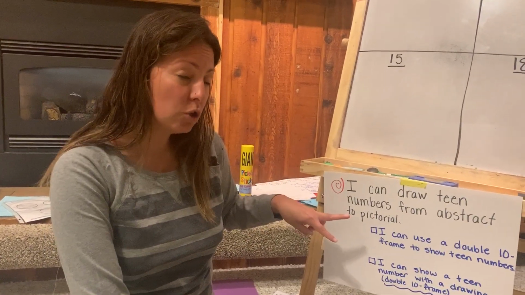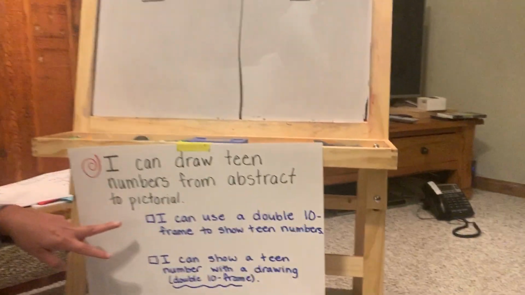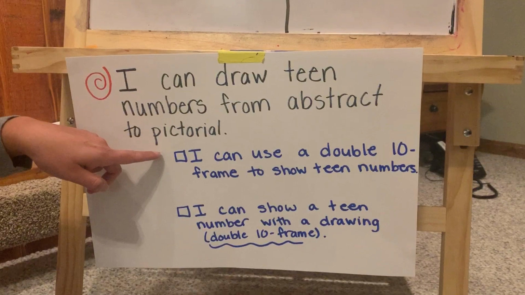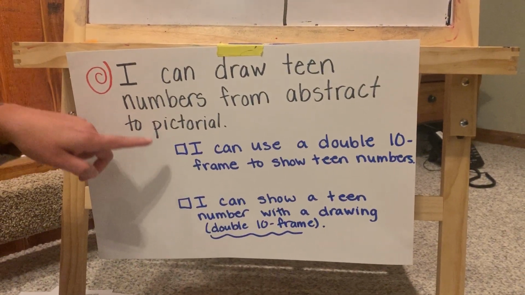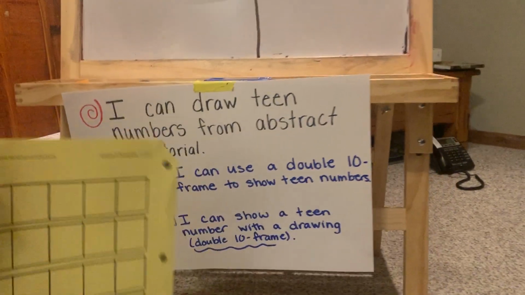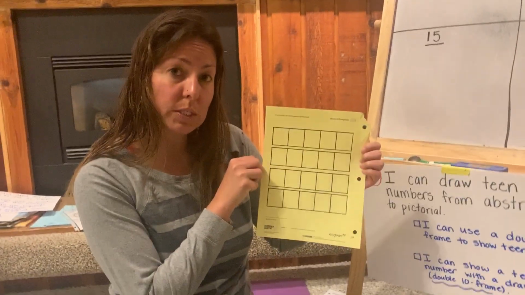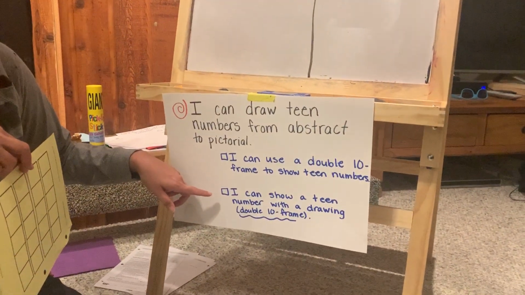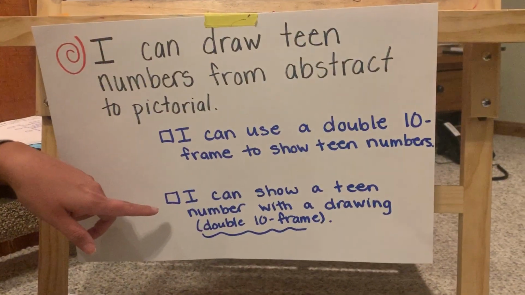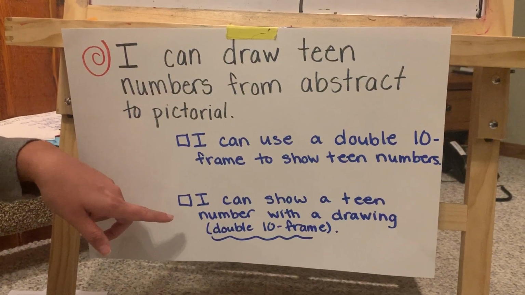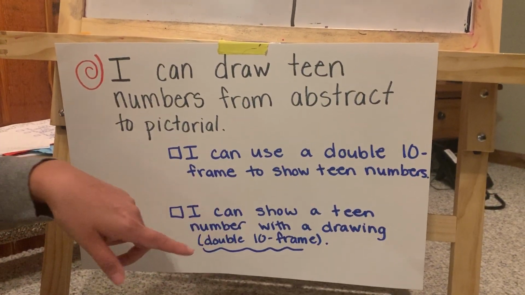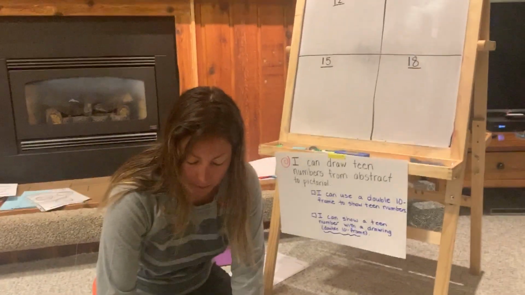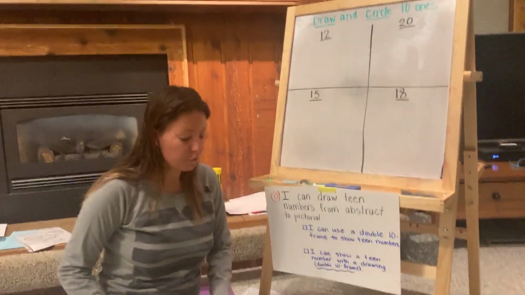Today, you only have 2 skills that you're gonna be having to show me that you can complete on your own. The first one is that you're gonna be able to use a double 10 frame to show teen numbers. So again, remember, your double 10 frame is this page that we're gonna use today for our lesson. The second one, and this is how we're gonna end the lesson today, is that you are gonna be able to show a teen number with a drawing. And again, using the double 10 frame or how we're gonna set up our board. So, like I said, we'll end with that one today. But to start off with, let's go ahead and start off with your first one.